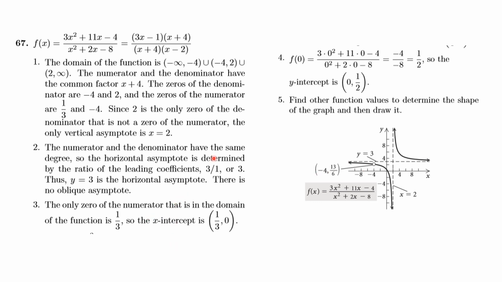The only other 0 is the one we get from the numerator, and that is 3x minus 1 is equal to 0, so 1/3 comma 0. When we substitute 0 into the function, we find that we get 1/2. So the y-intercept is 0, 1/2. You pick some other function values, but this will be the graph of the function.